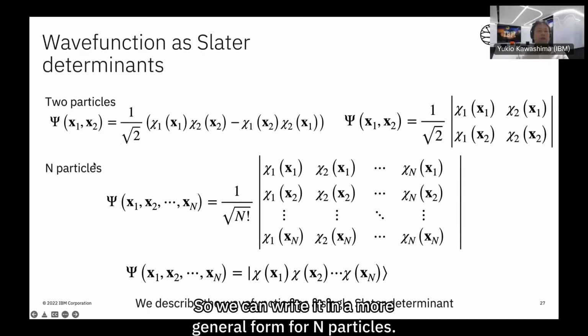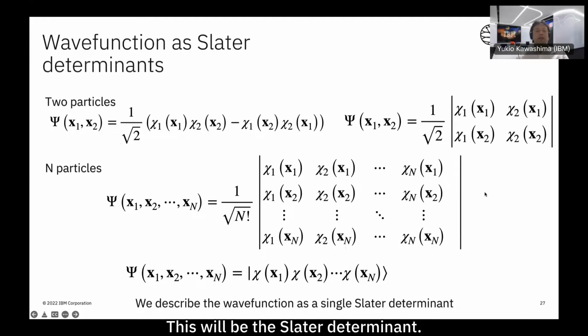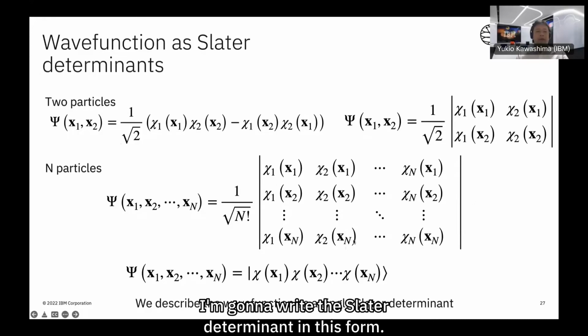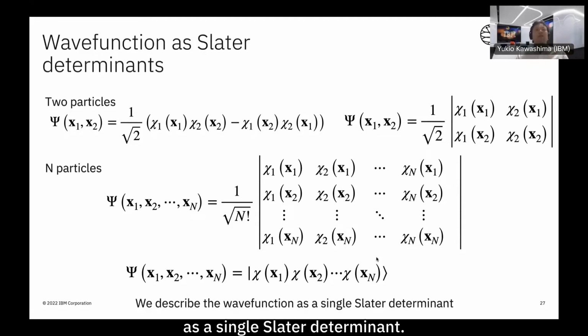We can write it in a more general form for n particles. This will be the Slater determinant. And from now on, I'm going to write the Slater determinant in this form. In Hartree-Fock, we will describe the wave function as a single Slater determinant.